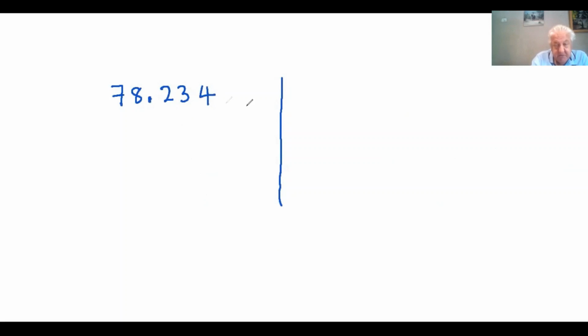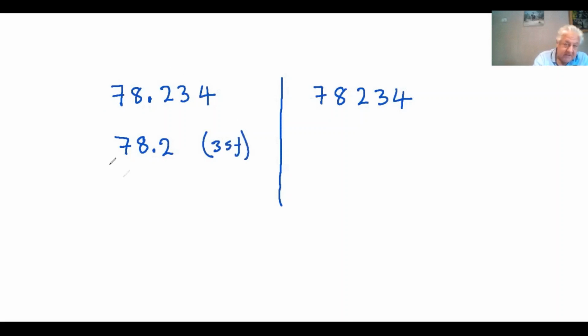This is a decimal point. I'll do the same number, but I'll write it as a whole number. In both cases, I want my answer to 3 significant figures. So here, I look at my 4th significant figure. It's a 3, so the 2 stays unchanged. So I get 78.2 to 3 significant figures. Okay, this is fine.